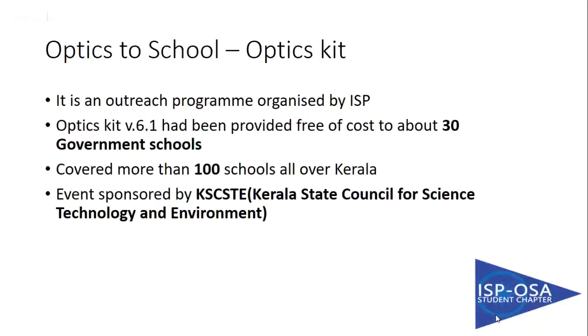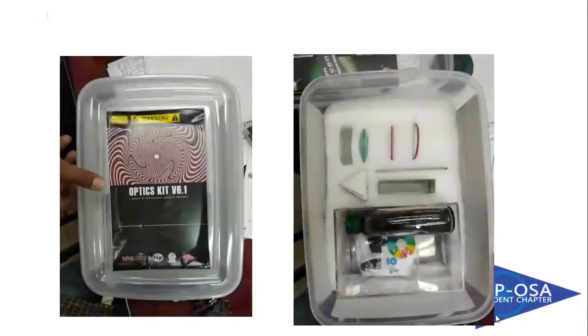This optics kit contains lenses, mirrors, lasers, etc. It can explain many basic physics and optics concepts, like refraction, reflection, interference, and diffraction. It's so that students from 11th and 12th grade can understand the basics of optics and view them experimentally. This is the optics kit version 6.1.